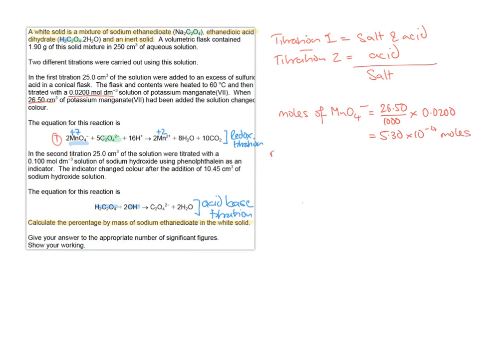And the ratio of MnO4⁻ to the ethanedioate ions, which is what we're titrating them with, and if we look back at the titration equation, is 2 to 5.